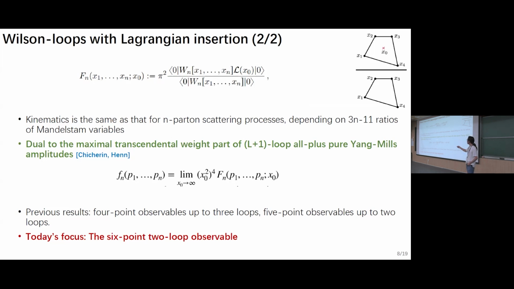Okay. And another point that is very important, maybe a little bit of a miracle, is that in all the non-trivial results we obtained for this observable, which is up to 3 loops for the 4-point observable and up to 2 loops for the 5-point observable, we found that the L-loop observable is in fact dual to the maximal transcendental weight part of an L+1 loop, all-plus pure Yang-Mills amplitude. So we can see that we really calculate some part of the QCD scalar amplitude. This looks natural because in N=4 theory, the scalar amplitude also accounts for the maximal transcendental weight part of the QCD amplitude.